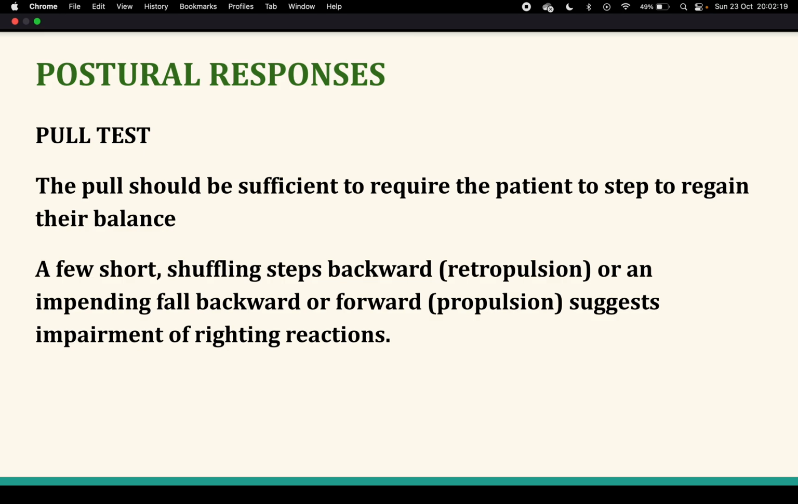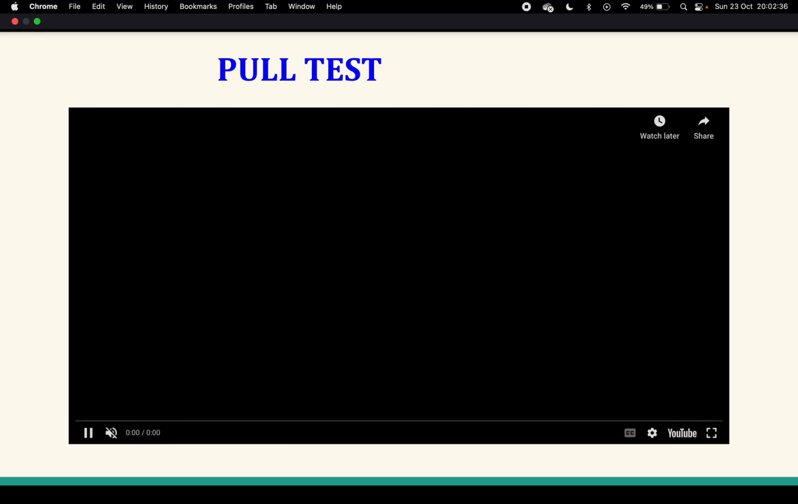Coming to the postural responses, we'll assess them with a pull test. We'll pull the patient backward, and the pull should be sufficient to require the patient to step to regain their balance. A few short shuffling steps backward or an impending fall backward suggests that there is an impairment in the righting reflexes.